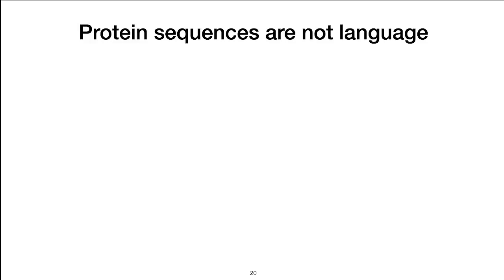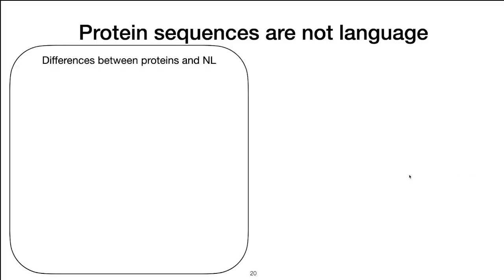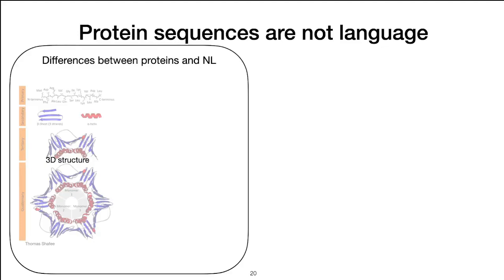So those are some impressive results just based on treating proteins as sequences of characters and pre-training based on that and fine-tuning your task of interest. However, it turns out that protein sequences are not actually human languages. For example, the most obvious thing is that we have 3D structure here.